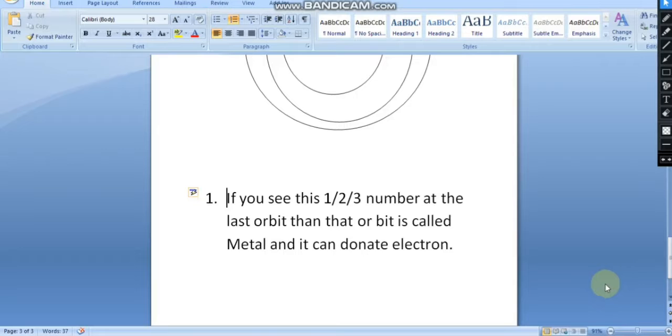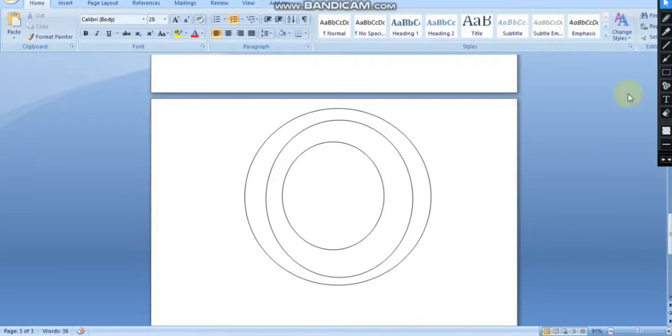First of all, you have to remember, if you see 1, 2, 3 number at the last orbit, then it is called metal and it can donate electron. Now friends, here what I have said earlier, that the last orbit should be under 18. That means the third orbit should be under 18.